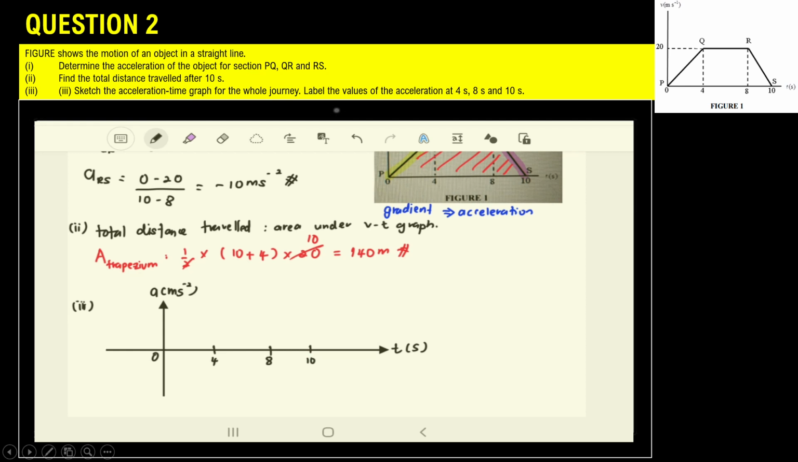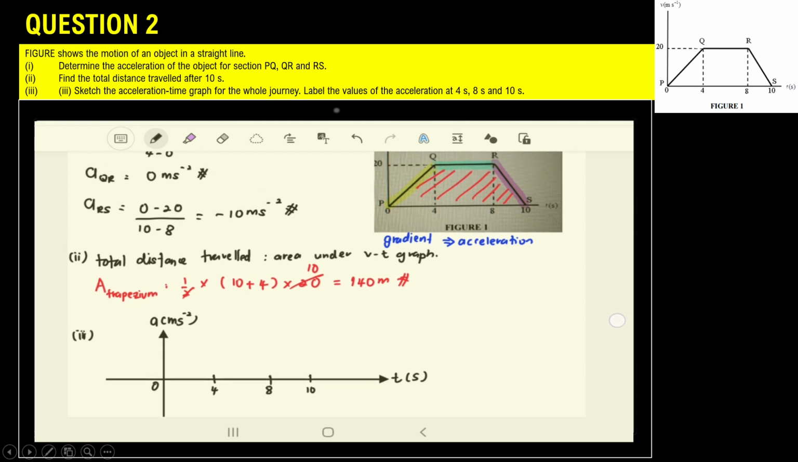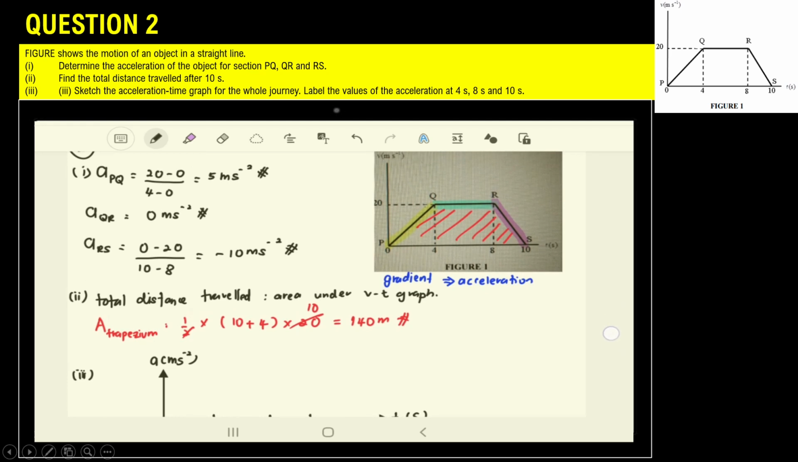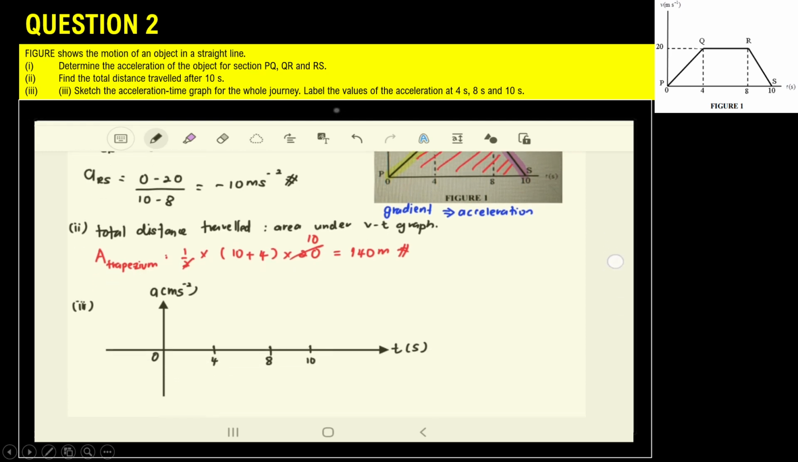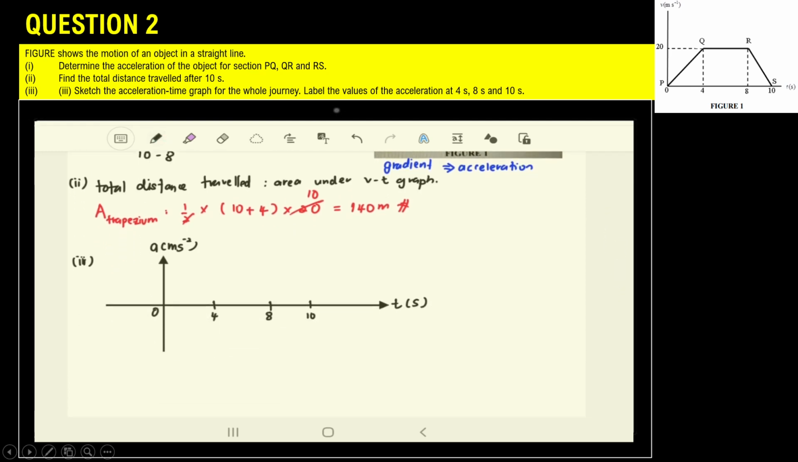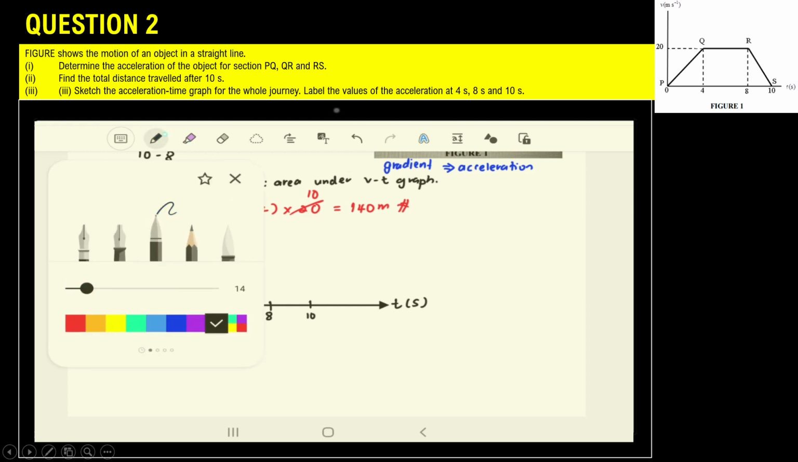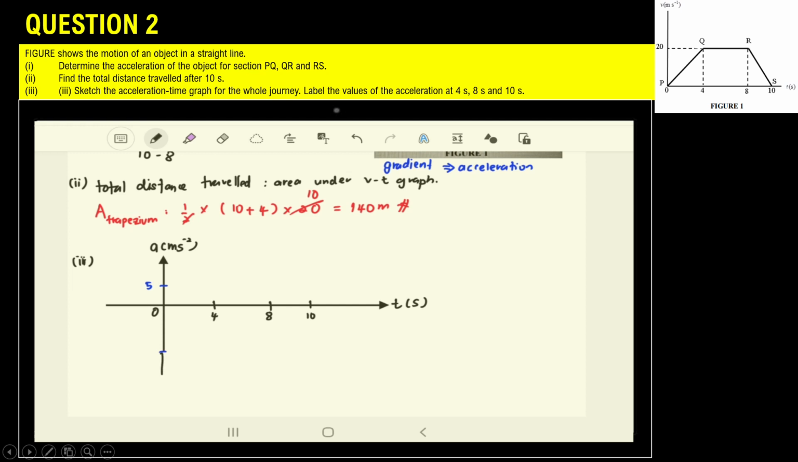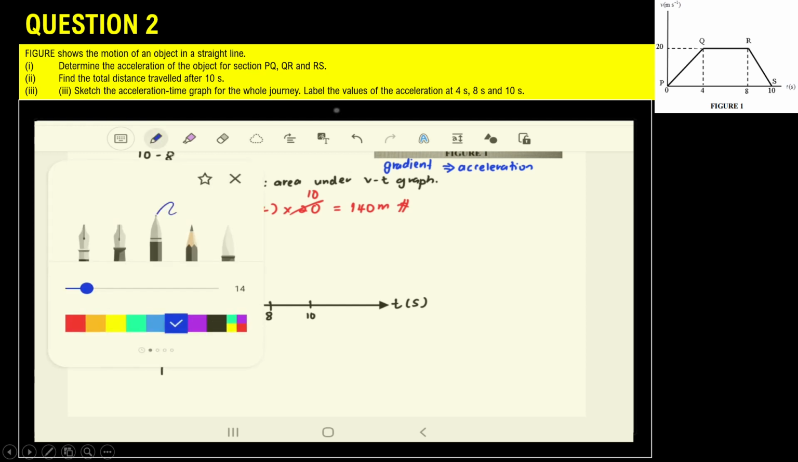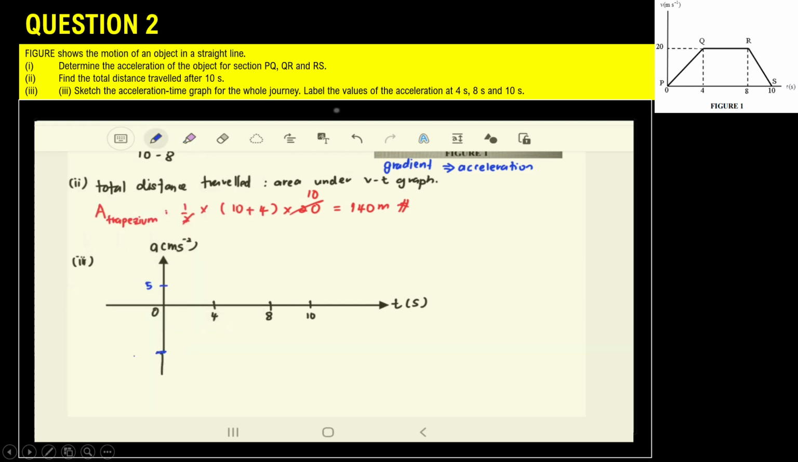Okay, so we have calculated the acceleration just now. APQ is 5, AQR is 0, and ARS is negative 10 meter per second squared. So now let's label all the values. We have here 5, and let's say here is 10. I'm going to make this line longer. So now here is negative 10.